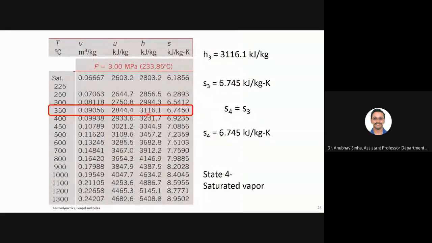You can see this is the zoom out version. Is this clear?